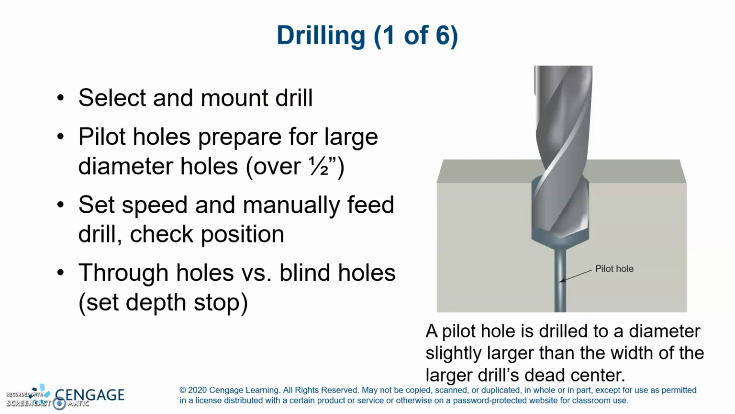Drilling: select and mount drill. Pilot holes prepared for large diameter holes over 1/2 inch. Set speed and manually feed drill to check position. Through holes versus blind holes. Set depth stop if it's a blind hole. A pilot hole is drilled to a diameter slightly larger than the width of the larger drill's dead center.